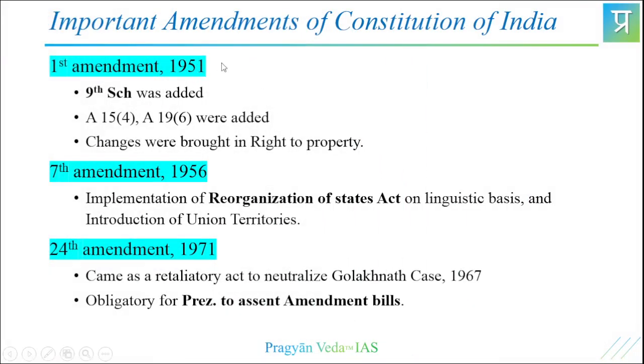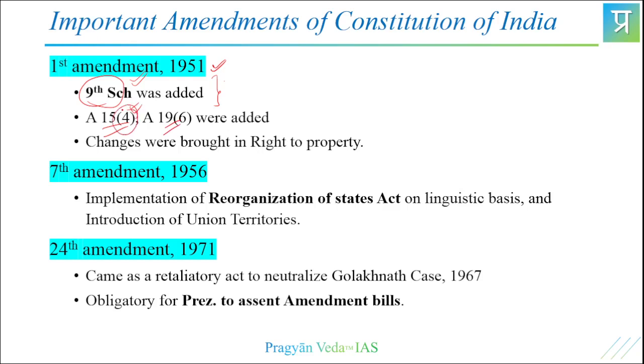So first we have the first constitutional amendment, which came in 1951, which included the Ninth Schedule, right? If you remember, we discussed different schedules of the Constitution of India in the last theme. Under the Ninth Schedule various acts were kept so that there was no meddling in the future, basically related to zamindari and other acts, right? It also inserted various other articles and clauses.